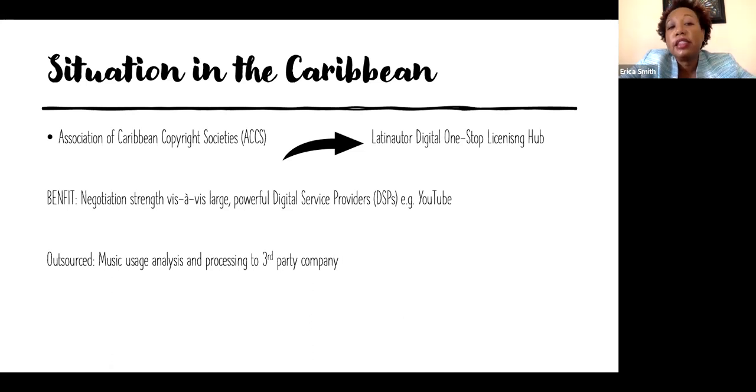So the ACCES societies are all members of, internationally, we're grouped with Latin America. So we work very closely with the Latin American societies, and they set up something called Latino Tour. And this was established as a one-stop shop for digital licensing. So for the entire Latin American territory, it's possible to get a license to cover the entire Latin America.